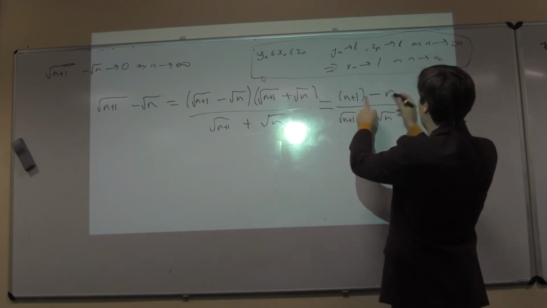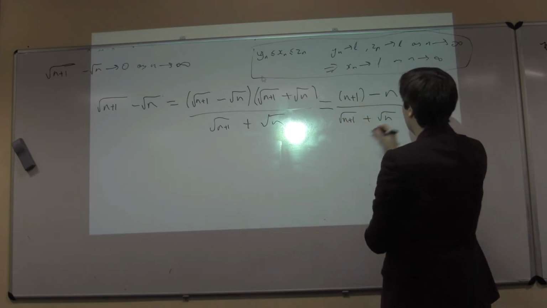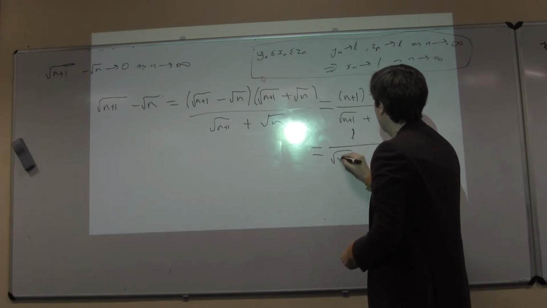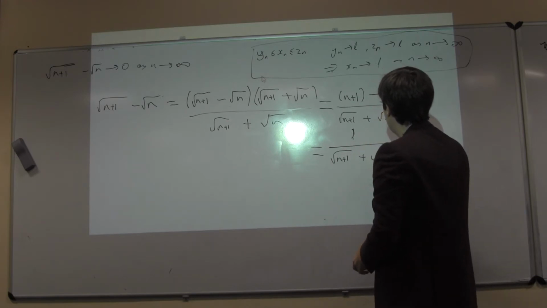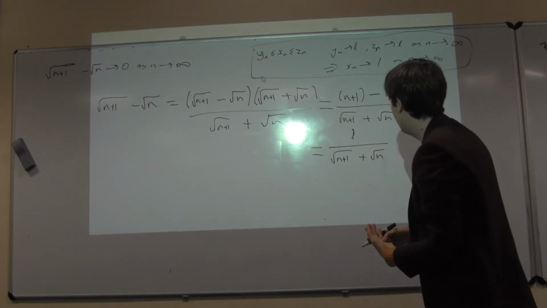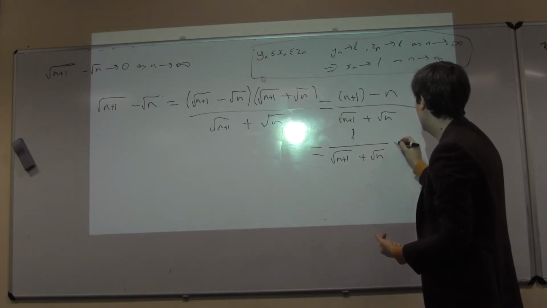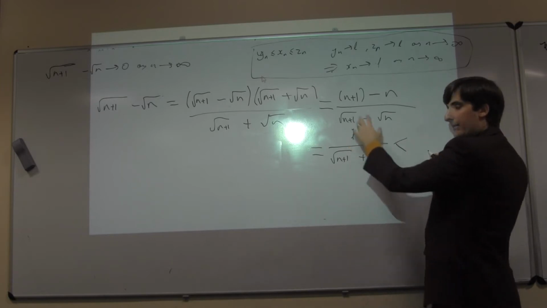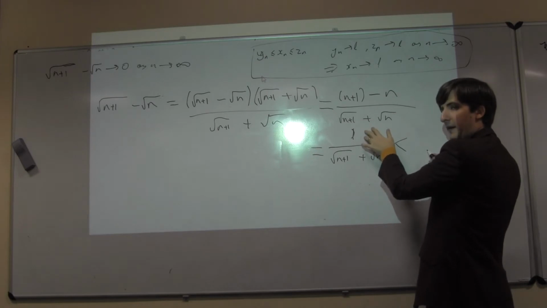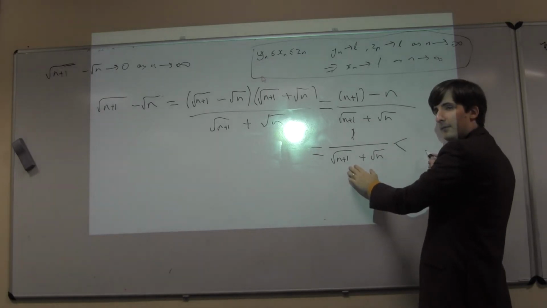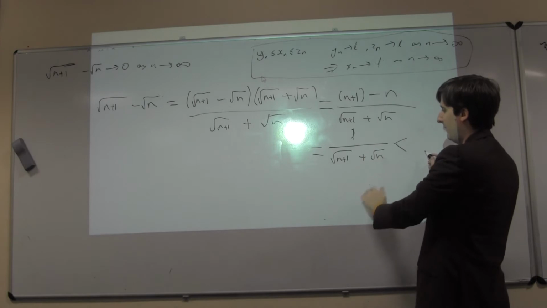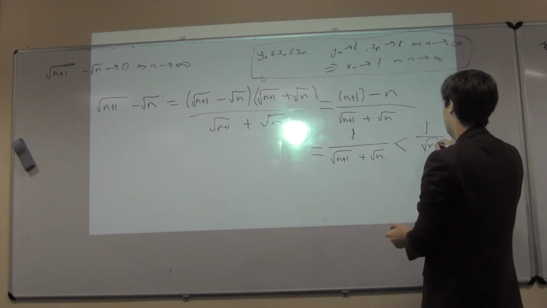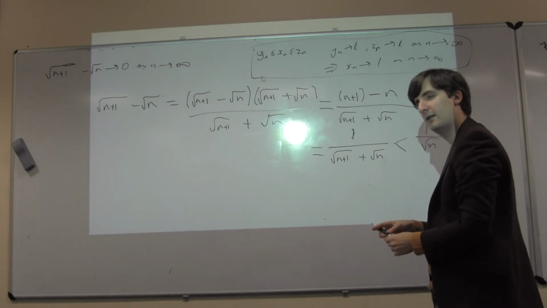So this is n plus 1 minus n, so this is just 1 over root n plus 1 plus root n. And we want to make this whole thing bigger, so we either make the top bigger or we make the bottom smaller. One way to make the bottom smaller is just to completely ignore that term. So it's certainly less than 1 over root n.